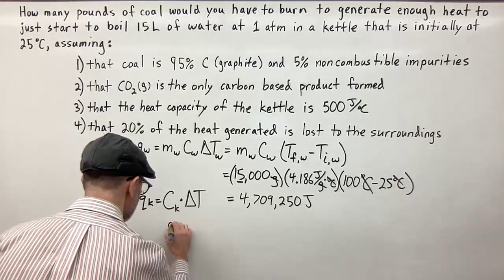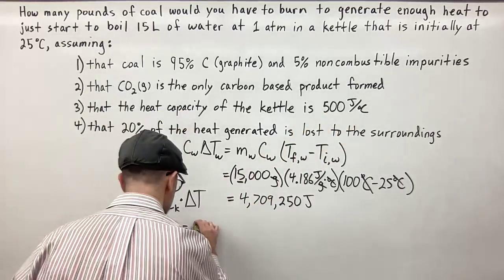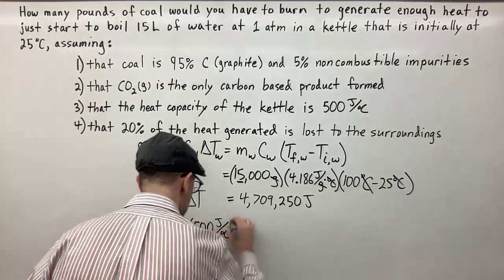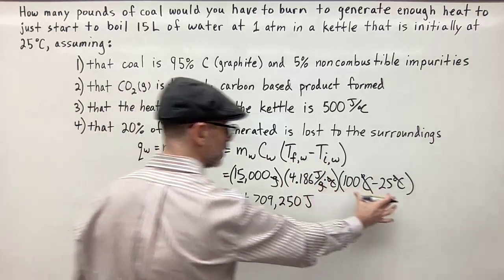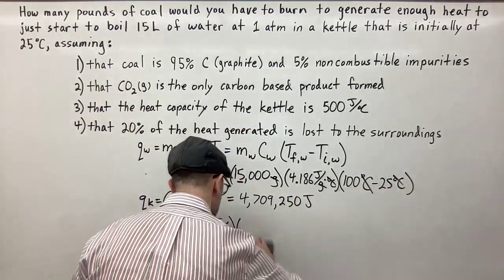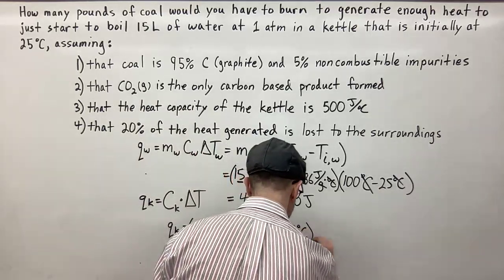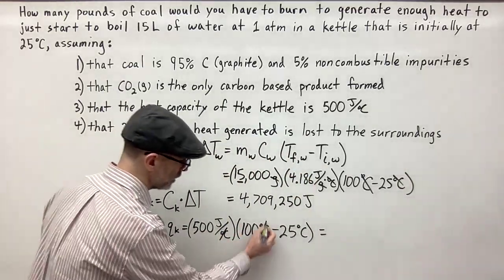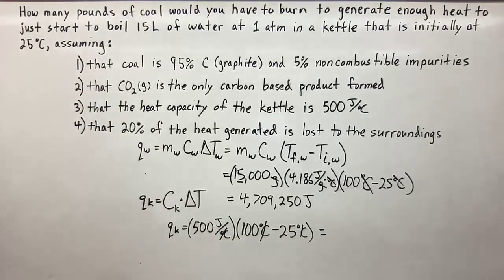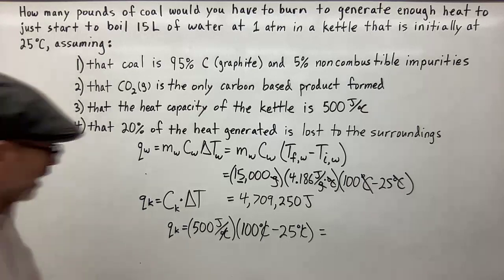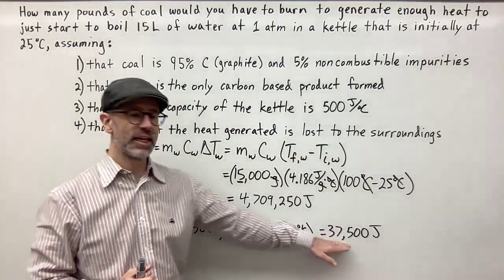So now I can calculate this by writing the Q, the amount of heat absorbed by the kettle, is equal to the heat capacity of the kettle, which is 500 joules per degree Celsius, multiplied by the temperature change, and the temperature change is final minus initial. So again, we're going to assume the same here. So the final temperature of the kettle is 100 degrees Celsius minus the initial temperature, 25 degrees Celsius. And when I calculate this, notice that degrees Celsius are now going to cancel out when I multiply, leaving me with only joules, which is a heat unit. And when I multiply this, I get 37,500 joules. So this is the amount of heat absorbed by the kettle.